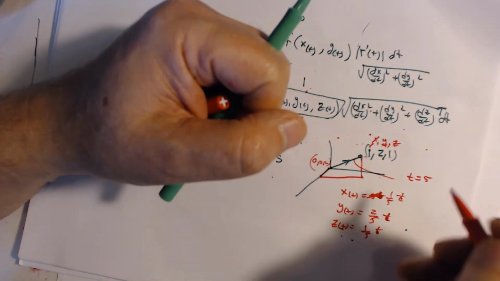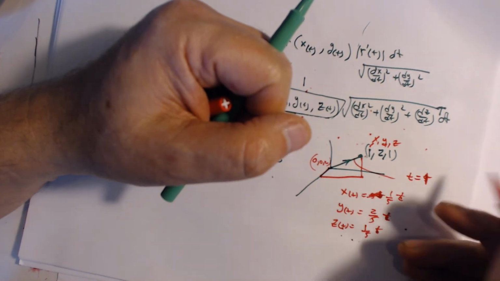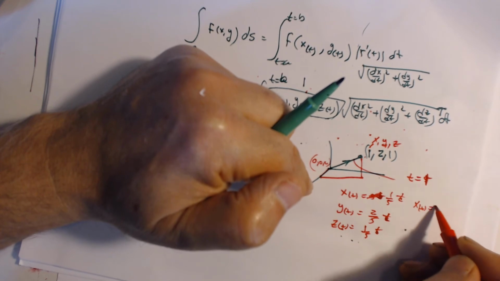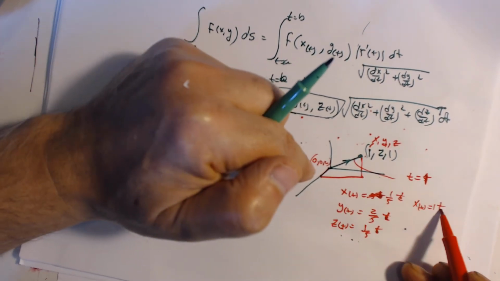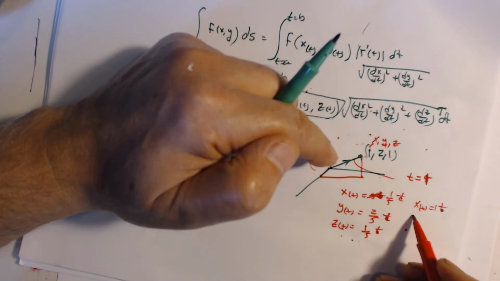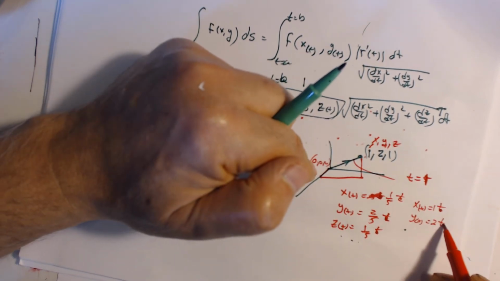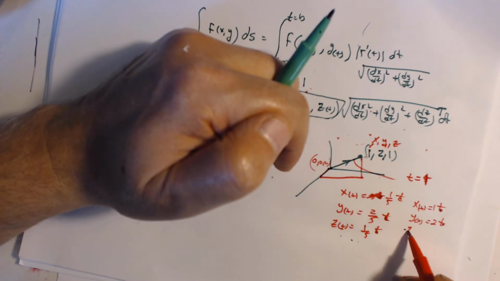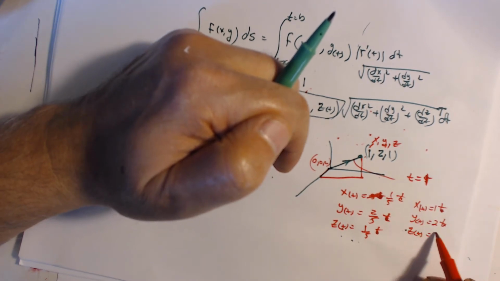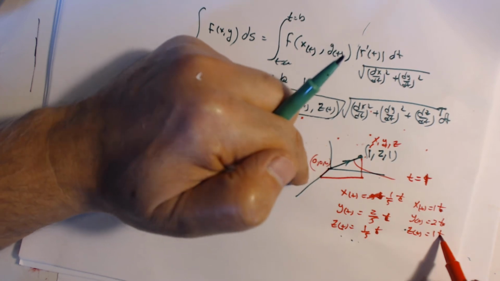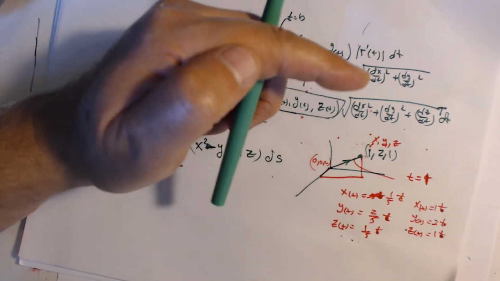But somebody said, I want to be a frog, and it takes me 1 second. Well, your x of t is 1t. At 0 you get 0, at 1 you get 1. Your y of t is 2t. At t equals 0 you get 0, at t equals 1 you get 2. Z of t equals 1t. At 0 you get 0, and at 1 you get 1.